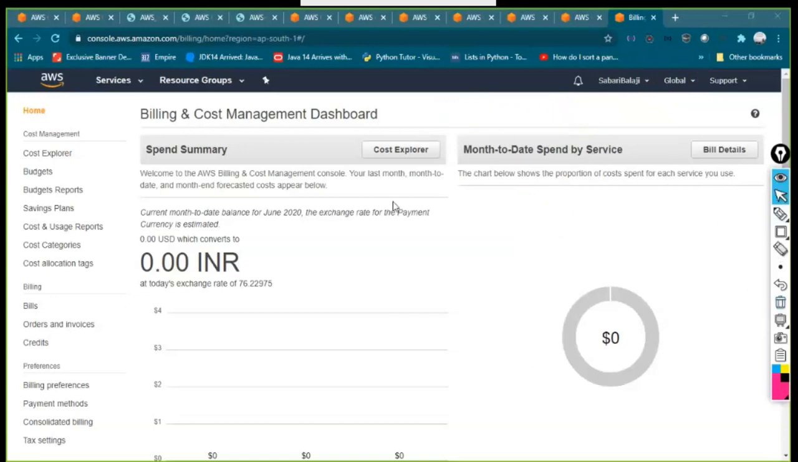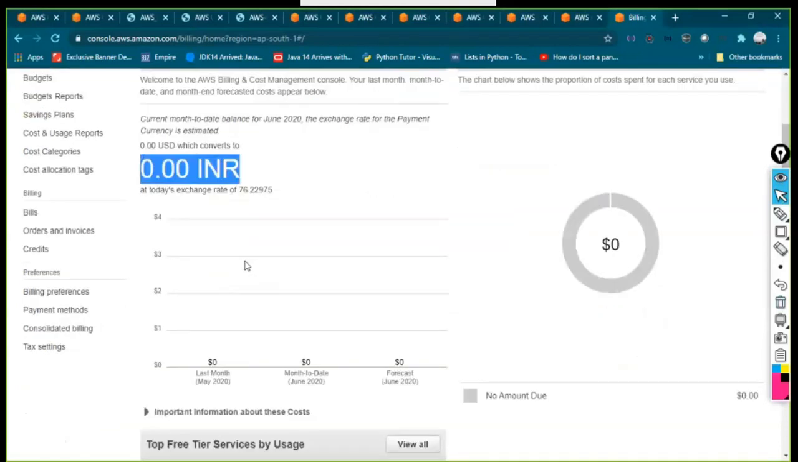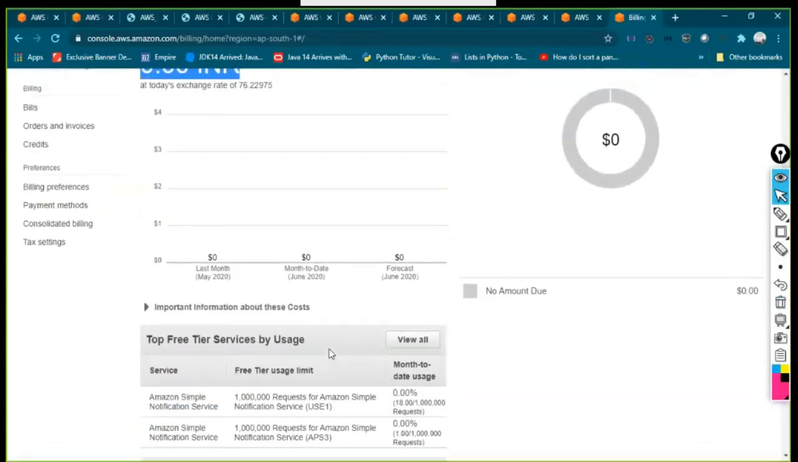There are multiple data centers that have been created in multiple regions. I'll show you shortly in one more link. That will be the last demo that I'll be showing. You can see that I still have 0.00 INR. I've activated many things here. I've activated notifications.